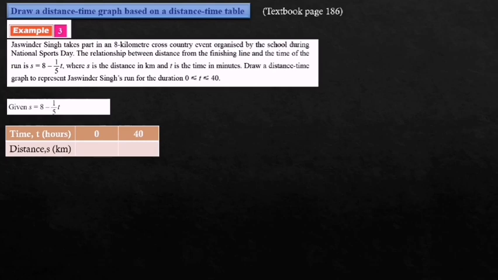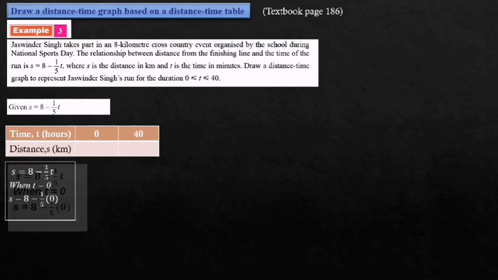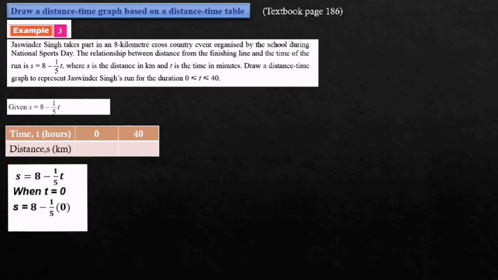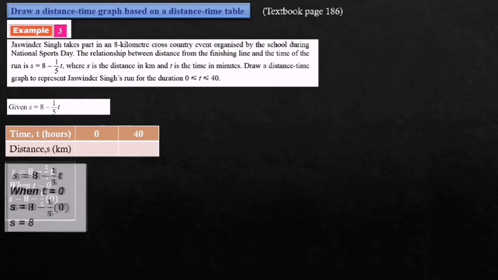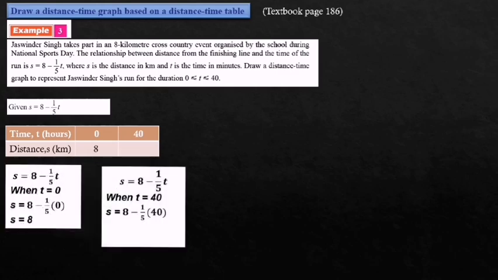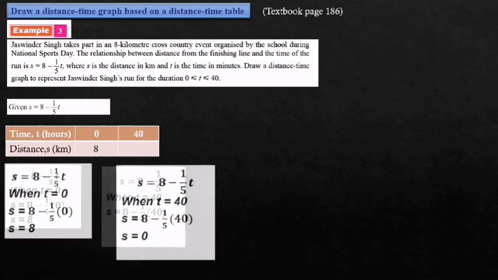Given s equal to 8 minus 1 over 5 t. You know, when we plot the graph, we need at least 2 pairs of coordinates. So when t equal to 0, s equal to 8 minus 1 over 5 times 0, s equal to 8. When t equal to 40, s equal to 8 minus 1 over 5 times 40, s equal to 0.